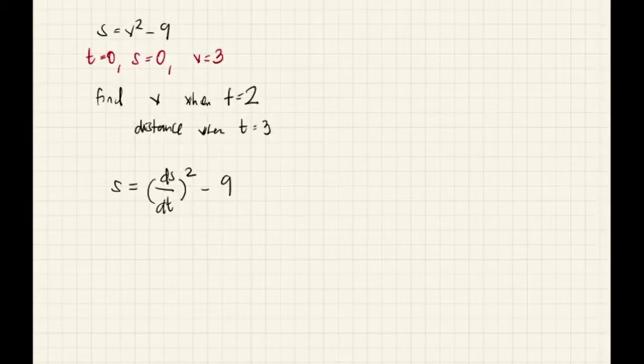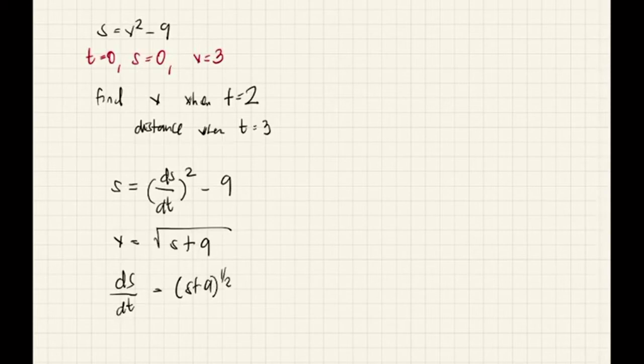Balik tayo. I think that can still be written as, bago natin gawin yan, isulat muna natin sa ganitong anyo. So, pwede natin sabihin na V equals square root of S plus 9. Tama? Nilipat natin yung 9 sa kabila, then in-square root natin both sides. Okay? O yan. So, kapag ito, pwede natin sabihin na ds over dt equals S plus 9 raised to 1 half.